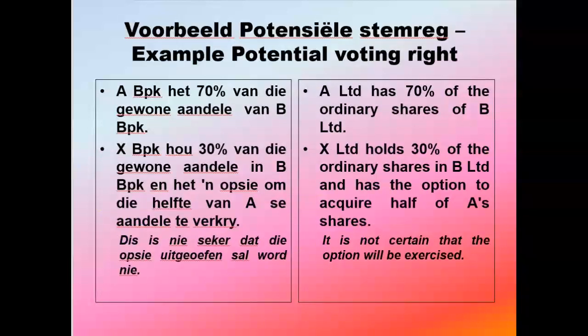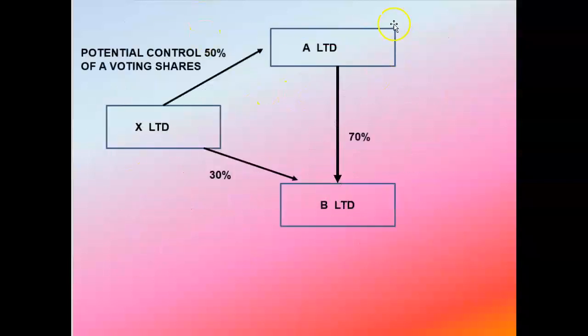Let's take this one. A Limited has 70% of the ordinary shares of B Limited. X Limited holds 30% of the ordinary shares in B Limited and has the option to acquire half of A's shares. It is not certain that the option will be exercised, so I don't know, but it's not certain. So if we put the structure down here on paper, it looks like this. A Limited has got 70% in B Limited. So clearly B Limited is a subsidiary of A Limited.